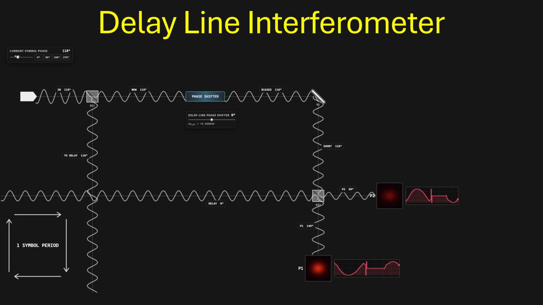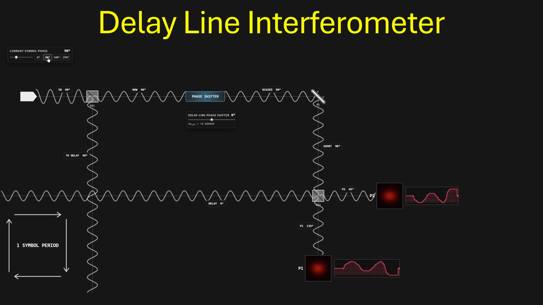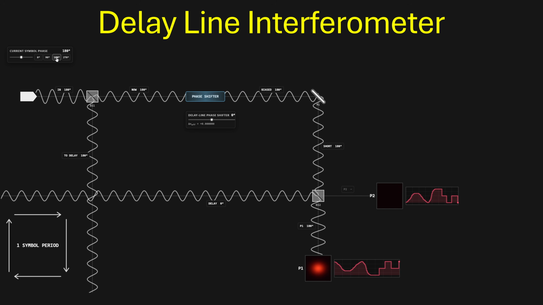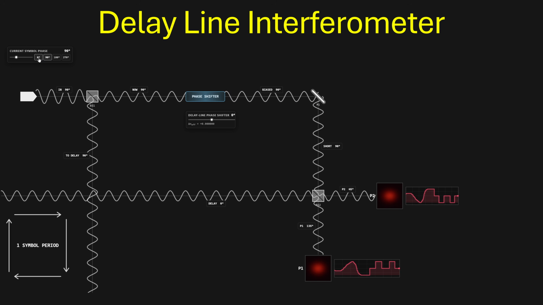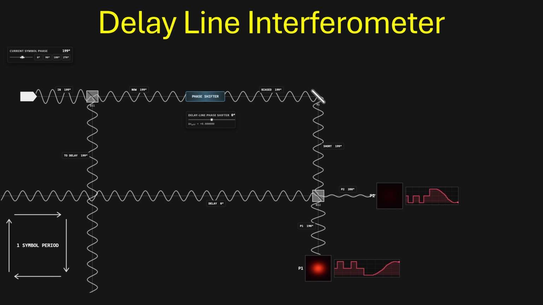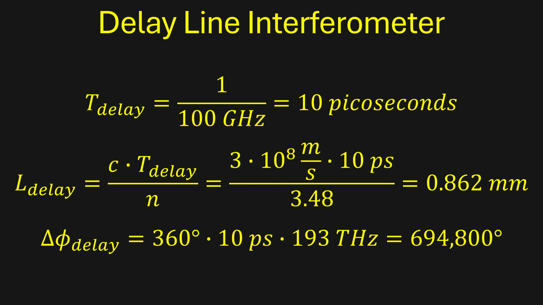To detect relative phase, we have 2 main options. First is the delay line interferometer. This design shifts one arm by one entire symbol period to interfere the current symbol with the previous symbol. Because we have a very low fractional bandwidth, one symbol period spans thousands of optical carrier periods. At a 100 GHz baud rate and 1550 nanometer light, this amounts to 10 picoseconds and 1 millimeter in a silicon waveguide and a 700,000 degree phase shift.